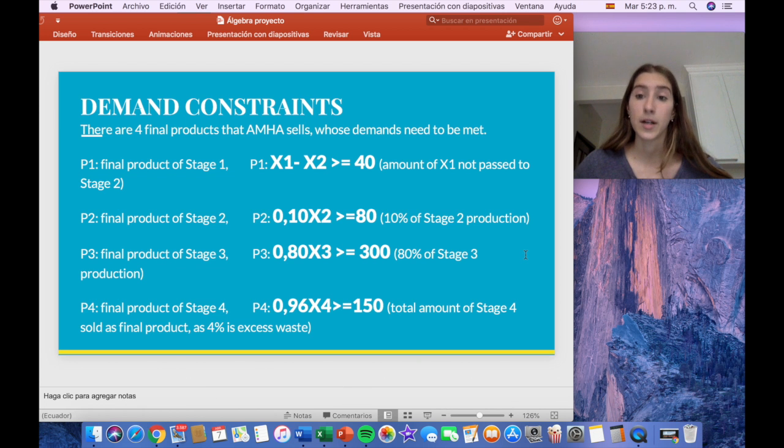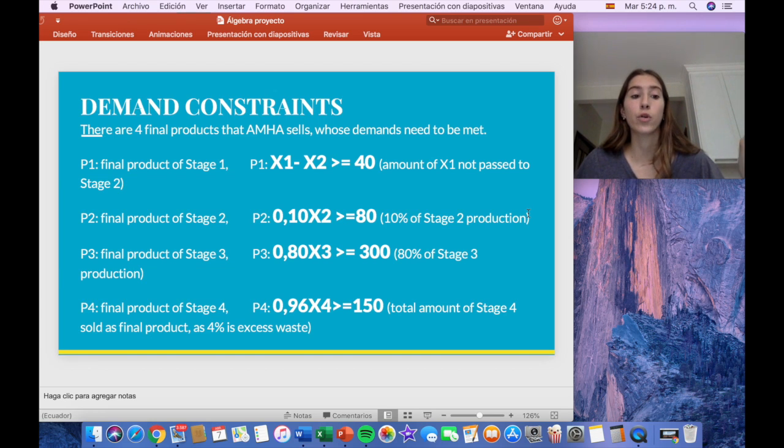The demand constraints are related to the final products. For example, with the first one, we know that the demand for yarn was 40 units, so the amount that goes from stage 1 to stage 2 is not the one of the final product, but the difference between them is the one of the final product, so it must be greater or equal than 40. And the same with product 2. We know that 10% of stage 2 must go towards the final product of sized yarn, so 10% of x2 must be greater or equal than 80.